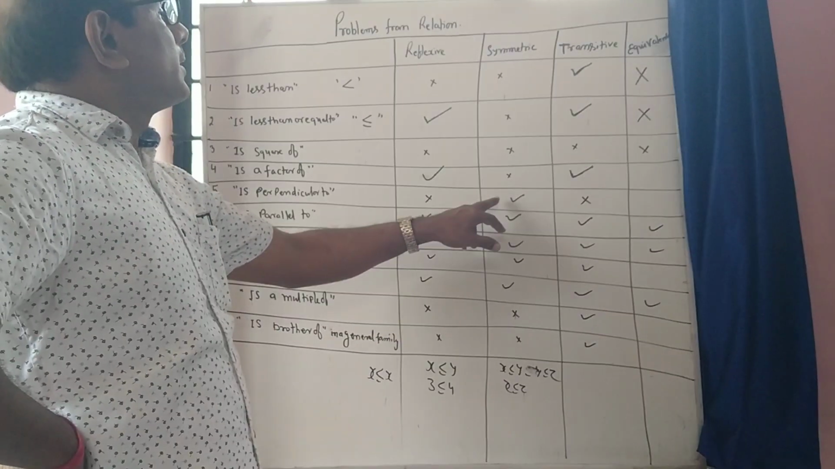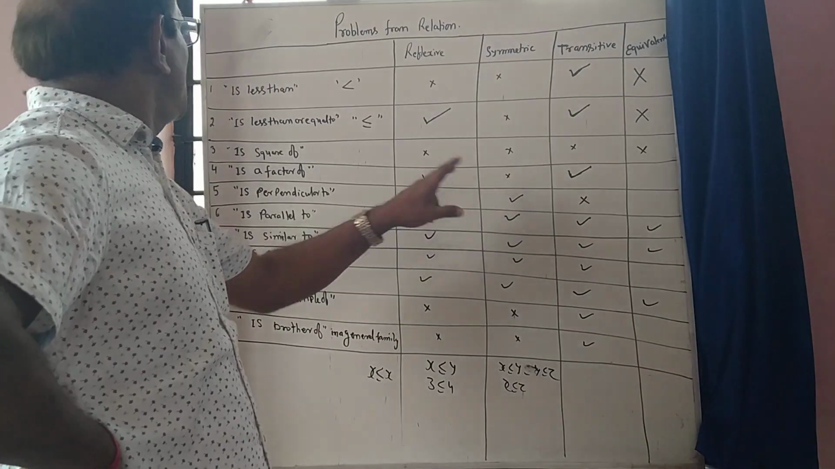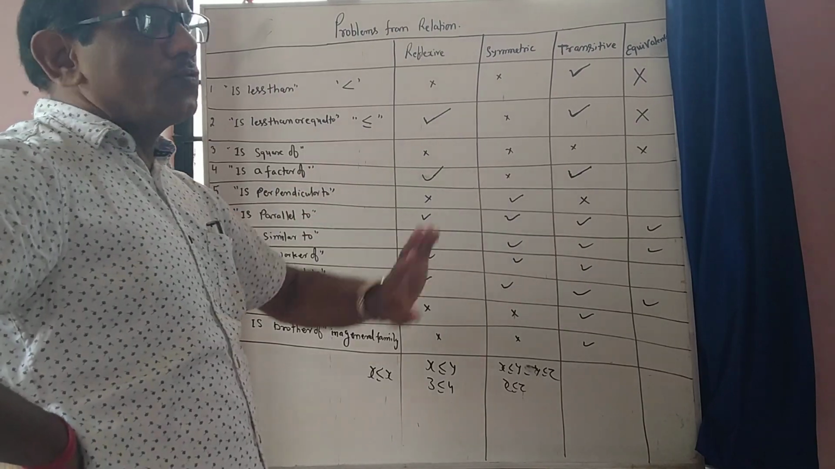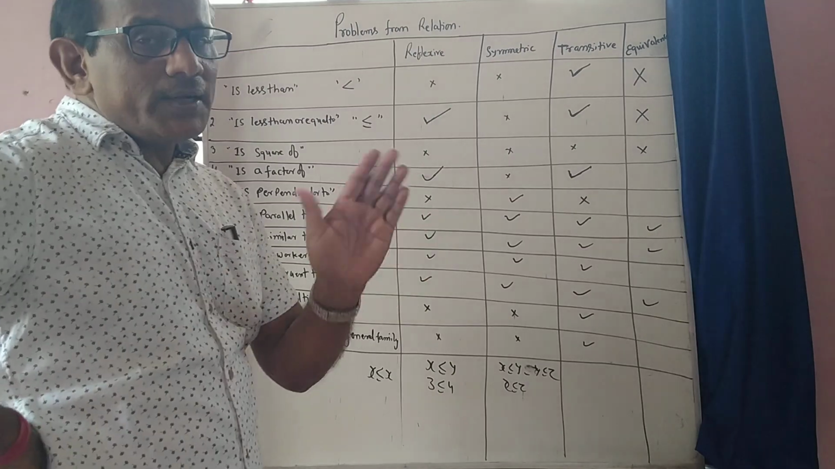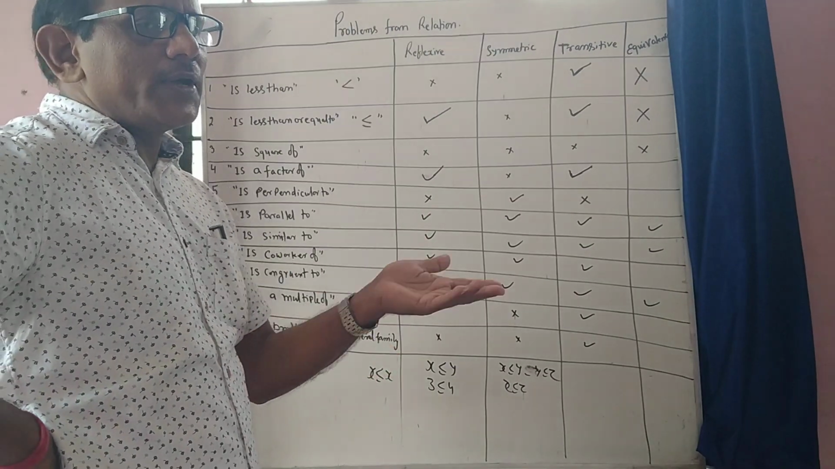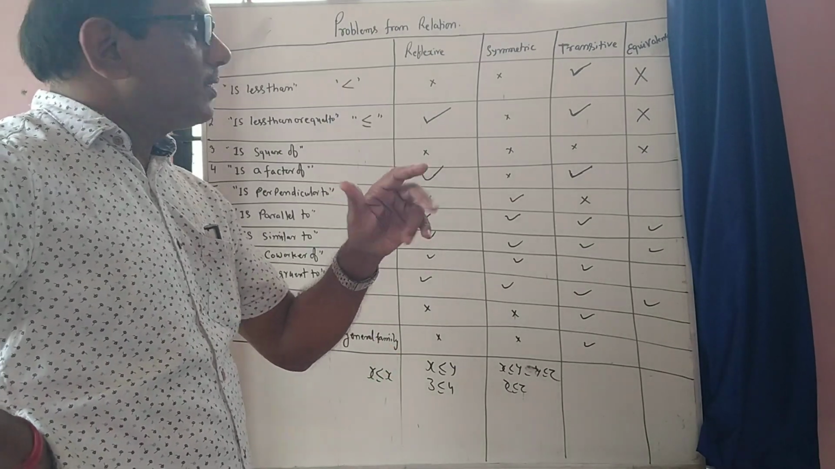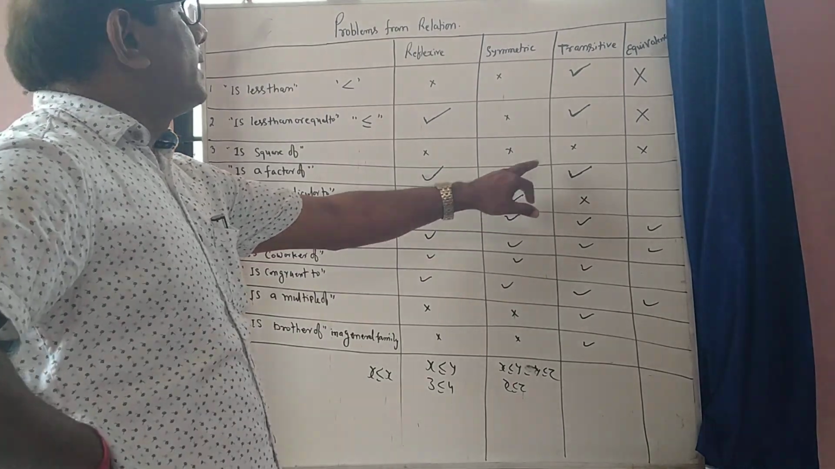Symmetric relation. If x is a factor of y, then y is not a factor of x. 2 is a factor of 4, but 4 is not a factor of 2. It is a multiple. So that's why it is not symmetric.